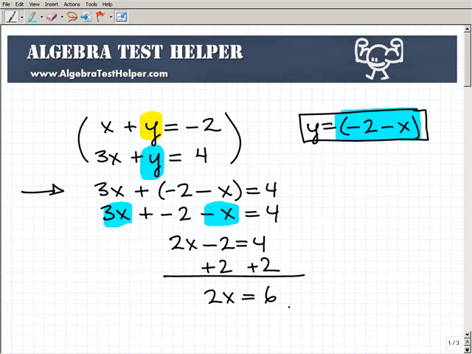And notice how I'm writing everything out. That's what your teacher wants to see. Show all your work, all your steps. And now lastly, I'm going to divide both sides of the equation by 2. I get x is equal to 3.